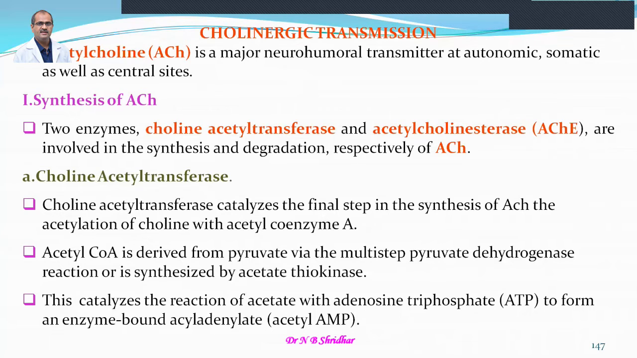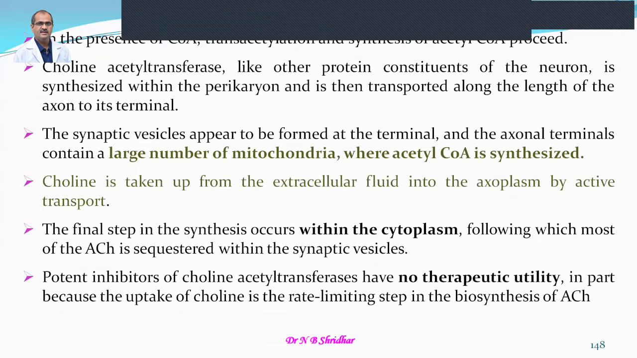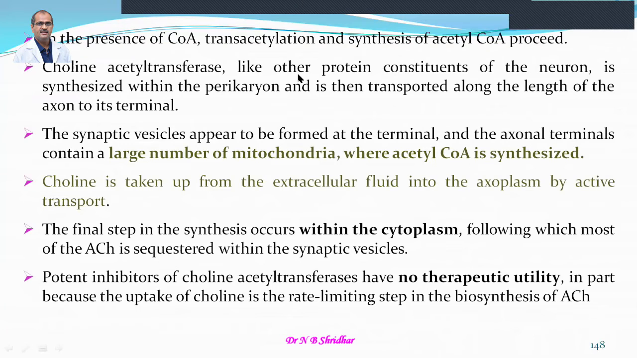Acetyl-CoA is derived from pyruvate via the multi-step pyruvate dehydrogenase action, or it is synthesized by acetate thiokinase. This acetyl coenzyme A is very much required for the synthesis of acetylcholine. Acetate thiokinase catalyzes the reaction of acetate with adenosine triphosphate to form the enzyme-bound acyl adenylate, that is, acetyl AMP. Then, in the presence of CoA, trans-acetylation and synthesis of acetyl-CoA occurs, and it is produced.